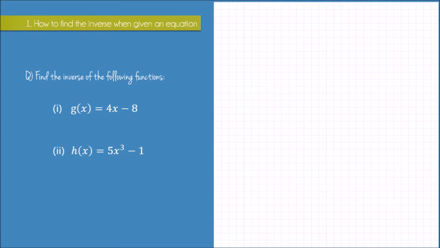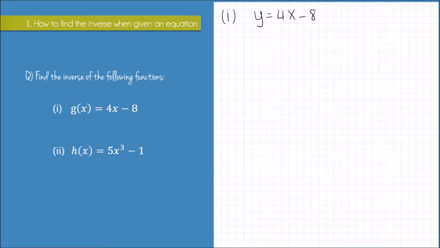So I'll start by finding the inverse of g. I'm just going to rewrite out g of x, but I'm going to use the y equals notation, just because it will be neater to rearrange then. So y equals 4x minus 8, and I need to make x the subject of the formula, which just means I want x on its own on the left-hand side.